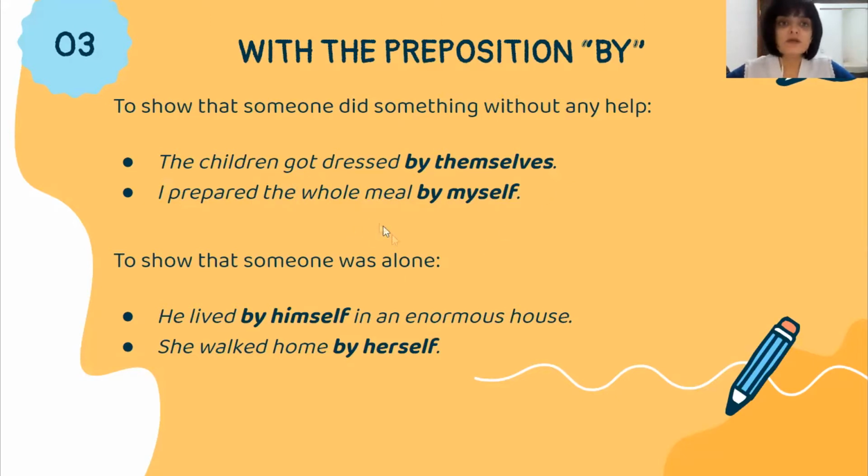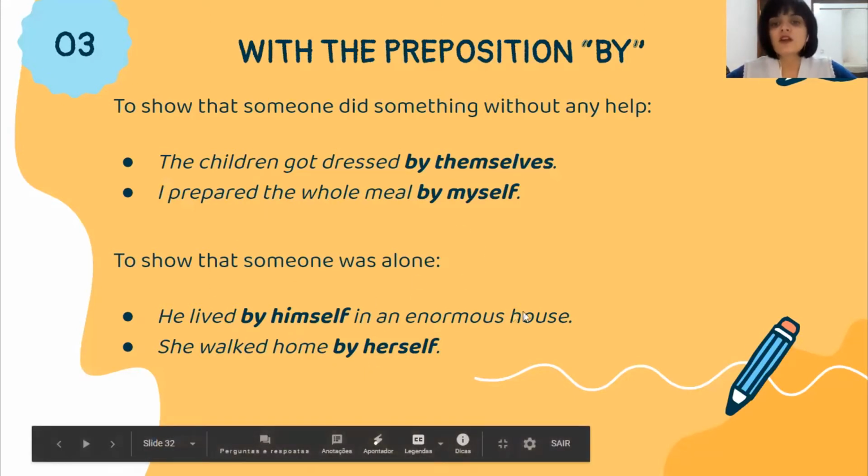But guys, we also use the reflexive pronouns with the preposition by to show that someone was alone. So, as in the examples, he lived by himself in an enormous house. Ele morou sozinho em uma casa enorme. Aqui, então, é para demonstrar que a pessoa ela fez uma ação sozinha, ela está sozinha nessa ação. E o segundo exemplo, she walked home by herself. Ela andou para casa sozinha. Ela foi para casa sozinha.